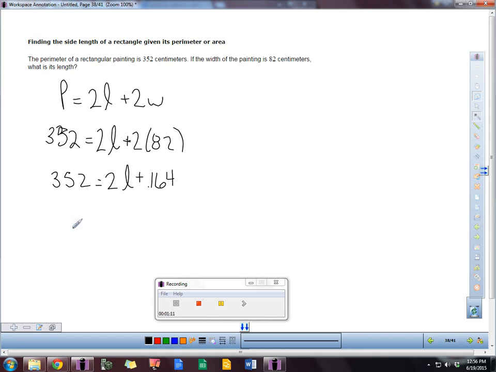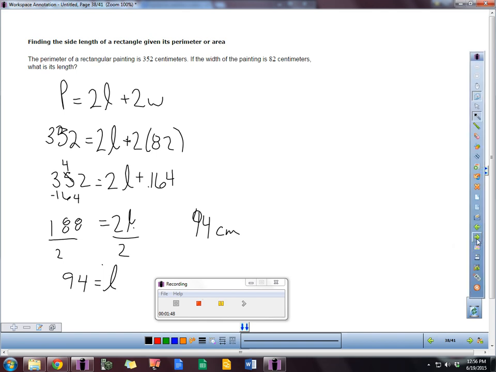So if I subtract 164 from both sides, I come up with, let's see here, minus 164, that's an 8. 4 makes that 188. Okay, divided by 2. Because we have 2 lengths on this perimeter that we counted, and so that would be 94 is the length. Let's make sure that we get a good label on it. So it's 94 centimeters.